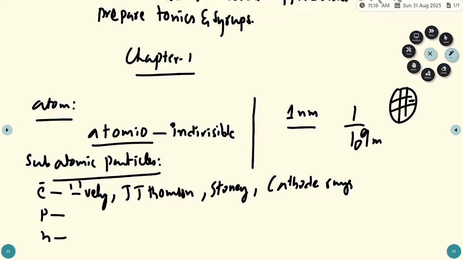Right? Similarly, what about protons? The positively charged particles are called protons, and who discovered proton? The scientist Goldstein discovered the protons, and Stoney generally named the protons. And next, by which experiment? Anode rays experiment. By anode rays experiment he discovered the protons.